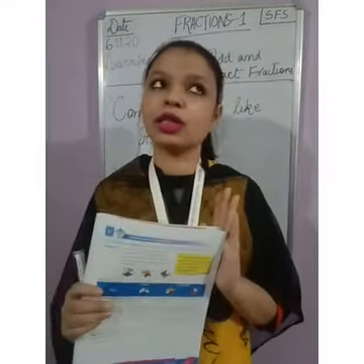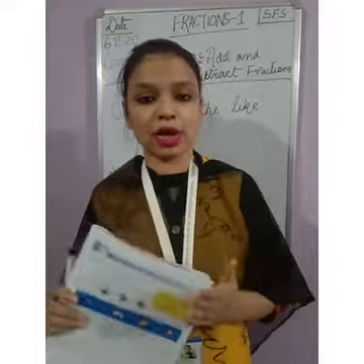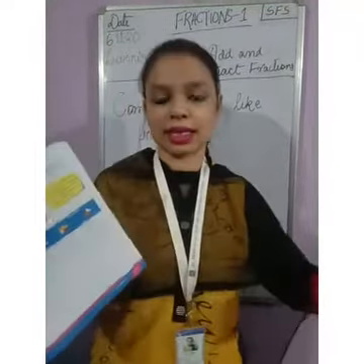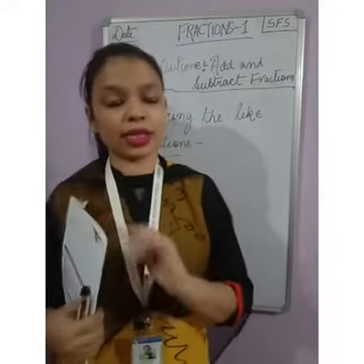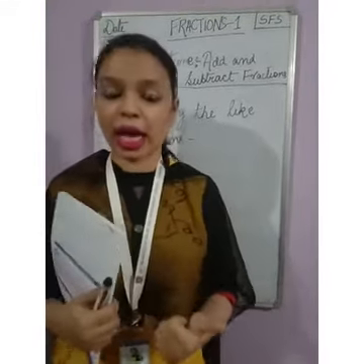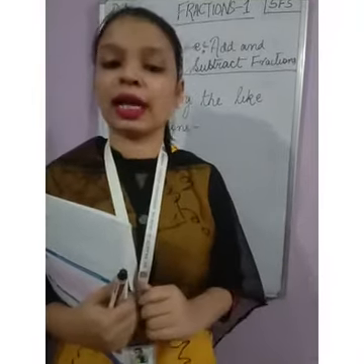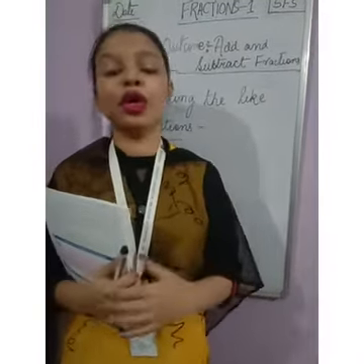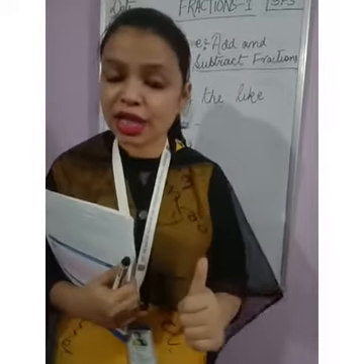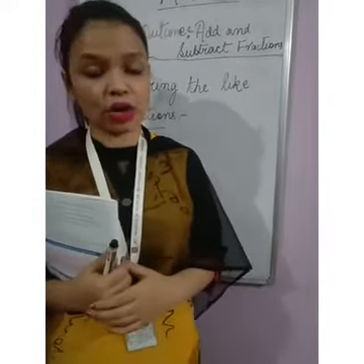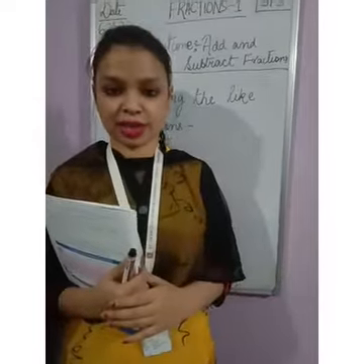Now we have also done ascending and descending order. We have arranged the numbers in ascending and descending order. Can we do this with unlike fractions? No, we cannot. We can only arrange the fractions in ascending and descending order when they are like fractions.